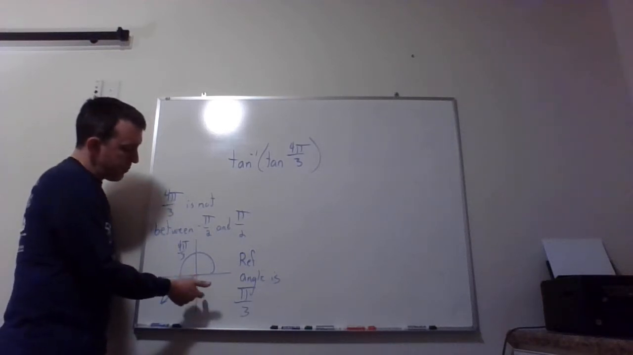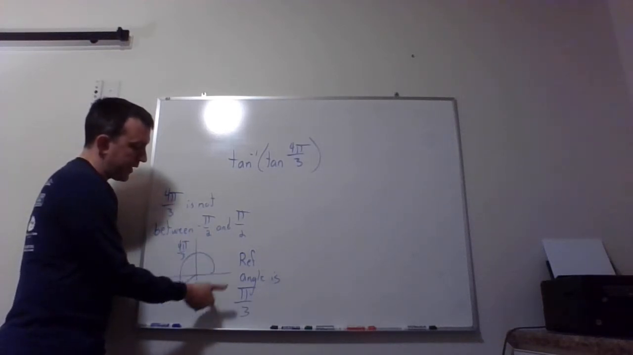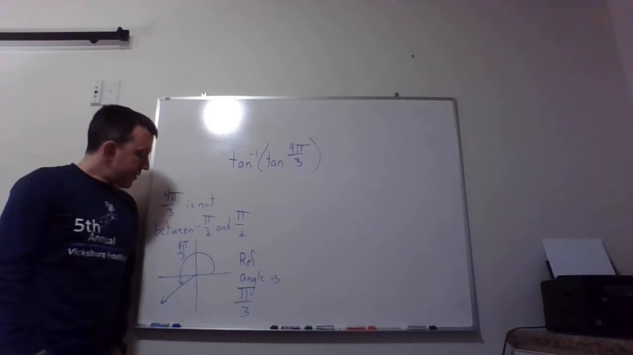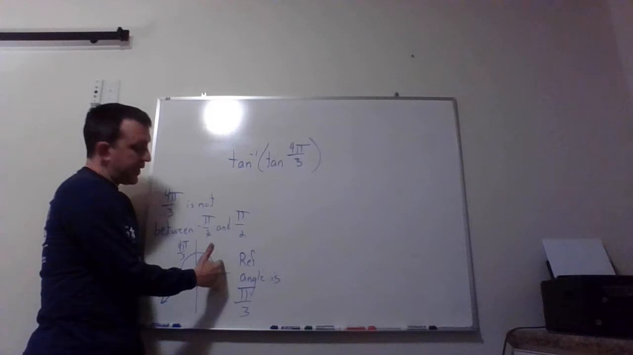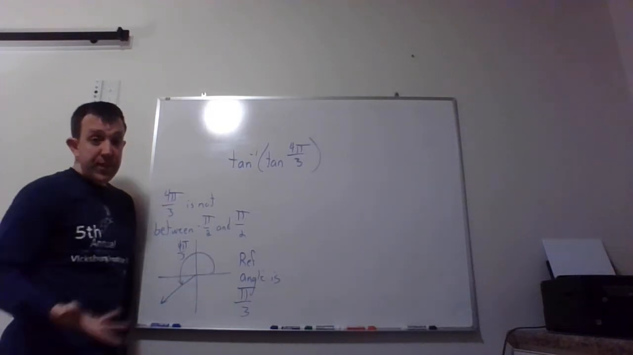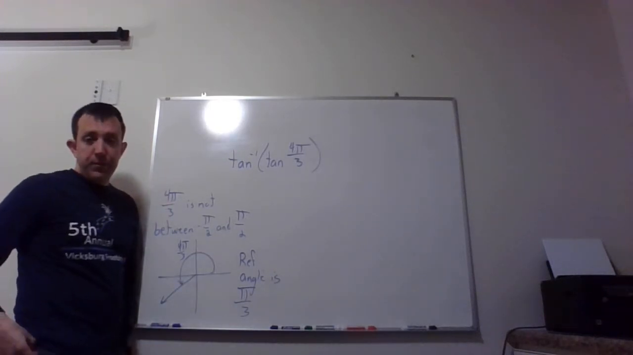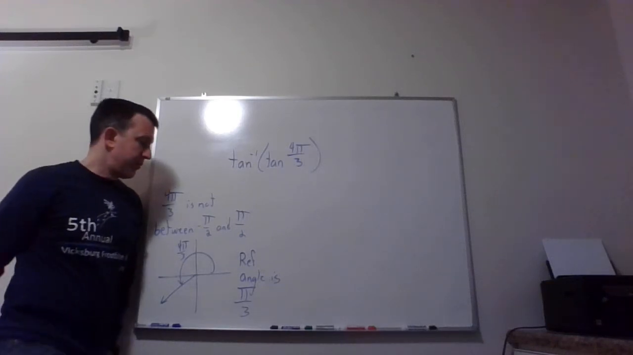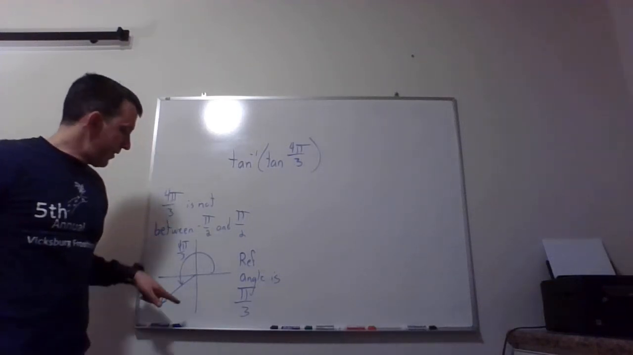And -π/2 to +π/2 is just the right-hand side of our unit circle. So if this were over here on the right-hand side, we'd be all set. It would just be that value that was in there, but it's not. So we're going to have to fiddle around with this just a little bit. Here's how it's basically going to work.